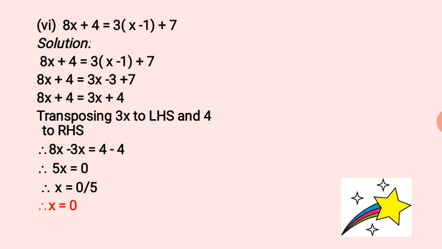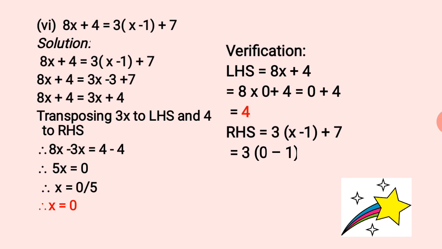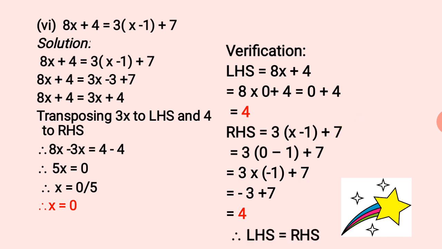Let's try the verification part. Verification, LHS equal to 8x plus 4. You substitute x to be equal to 0 and you get the answer to be 4. Let us try the RHS. Again substitute x to be 0 and you will get RHS also to be equal to 4. So it means LHS equal to RHS and you have checked your answer. It's correct.